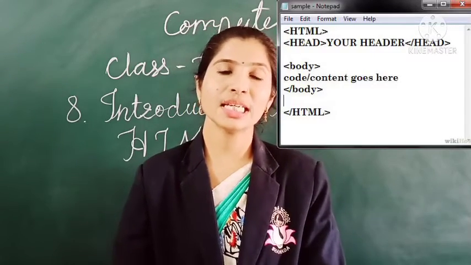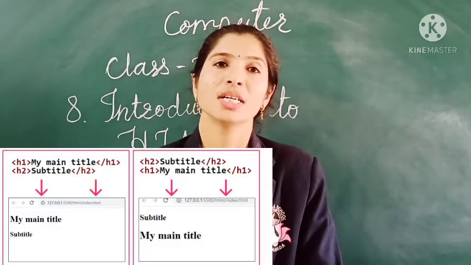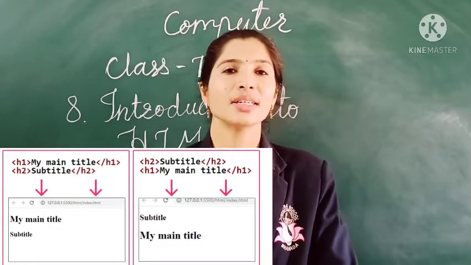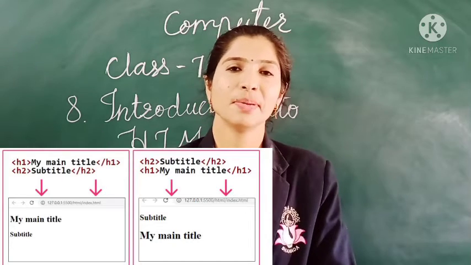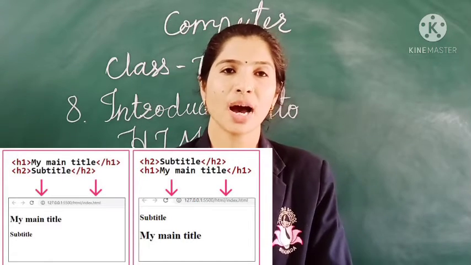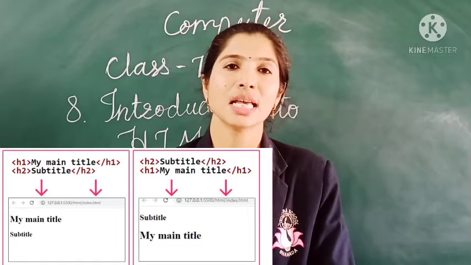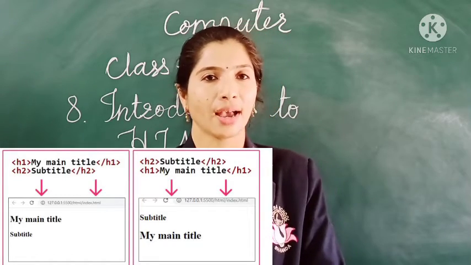Now we are going to see the title element. The title element contains the document's title. This title is displayed on the topmost bar of the browser. This element is used in the head tag.